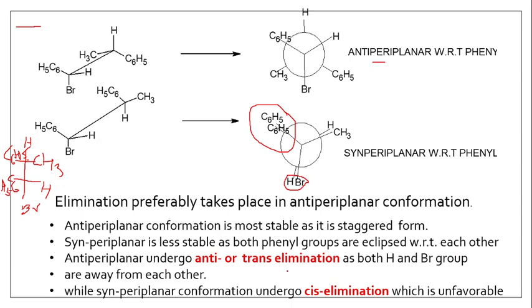Anti-periplanar undergoes anti or trans elimination, meaning hydrogen and bromine from anti positions are eliminated, as both the hydrogen and Br groups are away from each other. While syn-periplanar conformation undergoes cis elimination or syn elimination, as the groups are closer to each other, which is unfavorable because we know there is repulsion amongst them. The orbitals are not in proper alignment for the elimination reaction as well. So this is the preferred conformation for the elimination reaction, anti-periplanar.